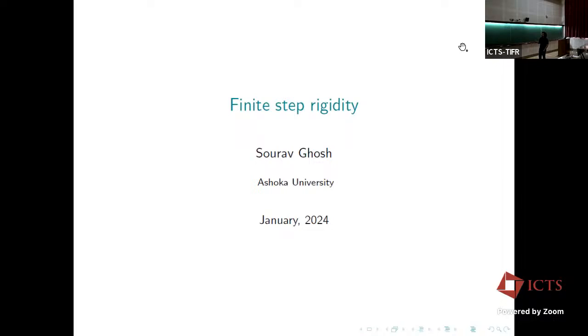So today I will talk about finite step rigidity, which essentially means that in certain cases you don't have to check the full spectrum, but only a finite part of the spectrum would be enough to decide if two representations are conjugated to each other or not. And I'll define the special case where that happens and why that special case is also important in its own right.